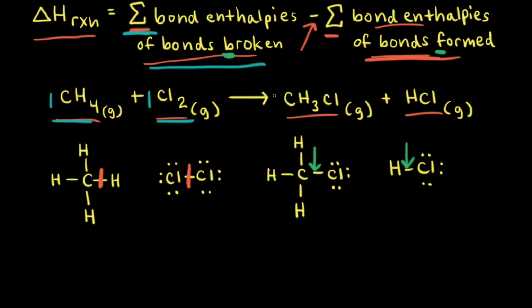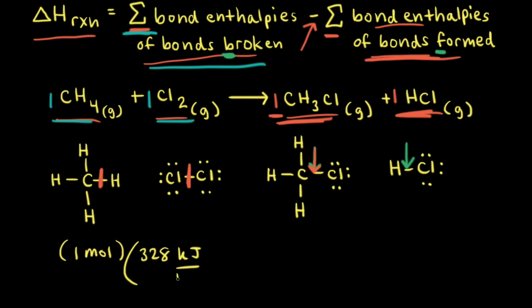So we're forming 1 mole of chloromethane and 1 mole of hydrogen chloride gas. And since we're forming 1 carbon-chlorine single bond for every molecule of chloromethane, since we're forming 1 mole of chloromethane, we're forming 1 mole of carbon-chlorine single bonds. So let's write down here, we're forming 1 mole of carbon-chlorine bonds, and the bond enthalpy for a carbon-chlorine single bond is equal to 328 kilojoules per mole.